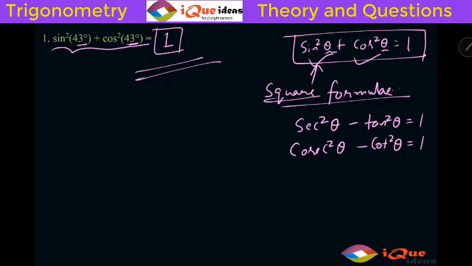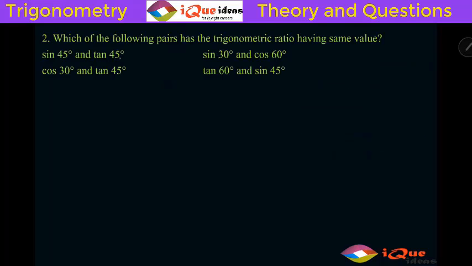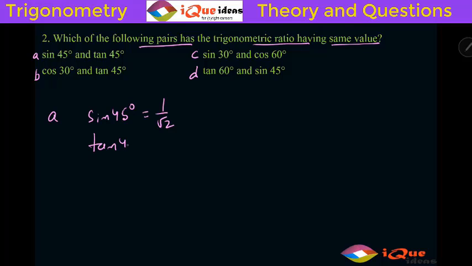Okay. Now let's take up the next question. Here it says, which of the following pairs has the trigonometric ratio having same value? Right. So let's first give them some name. That is A, B, C, D. Alright. Now it says, which of the following has the same value? So this is a pure question based on the value. Let's say A. Sine 45 degree is equal to 1 by root 2. Tan 45 degree is equal to 1. Are they equal? No. They are not equal at all.